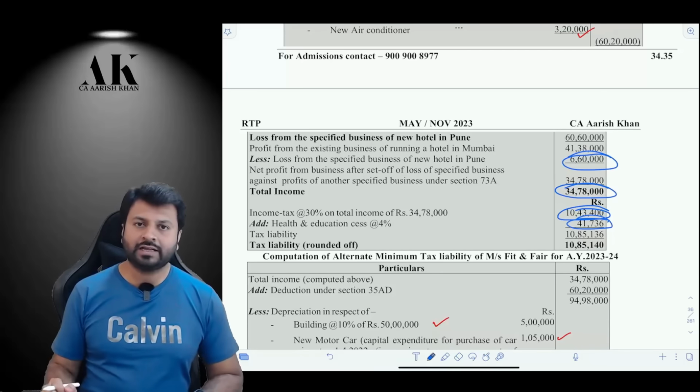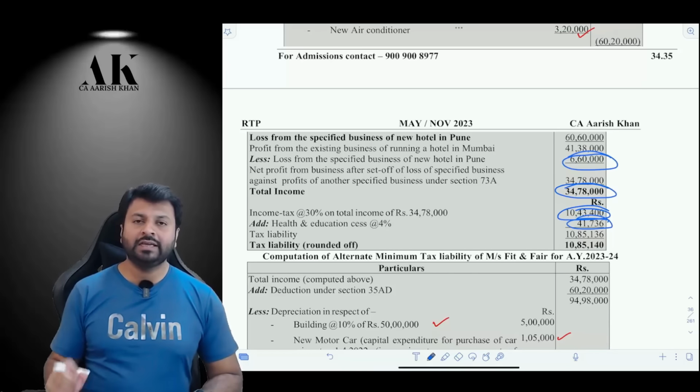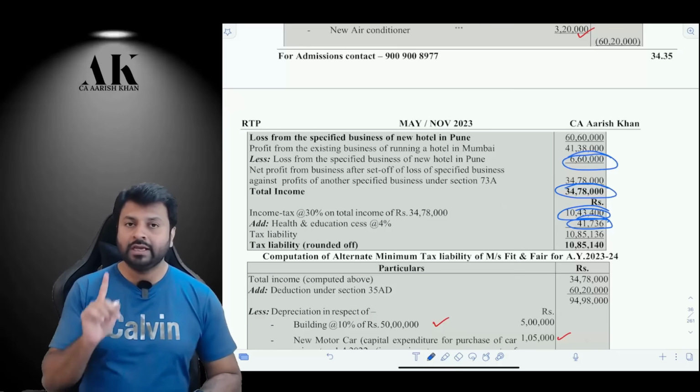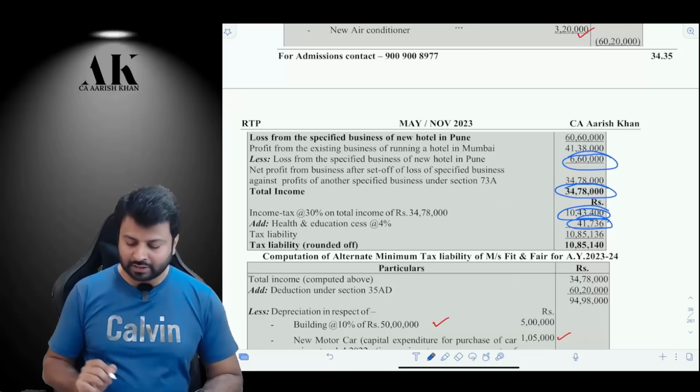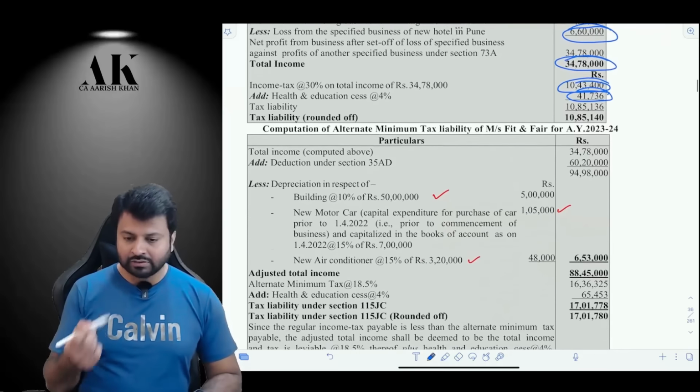But this is not the final tax liability. In case of persons other than a company, if they claim 35AD deduction, 10AA or other profit-linked deduction, they are liable for AMT. So now we are supposed to compute the AMT for this particular partnership firm. How will the AMT be computed?